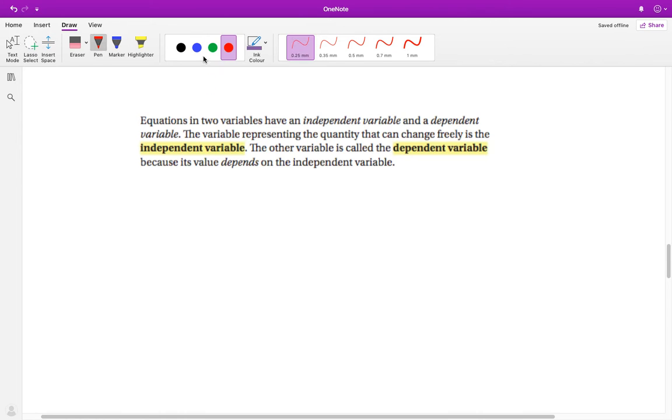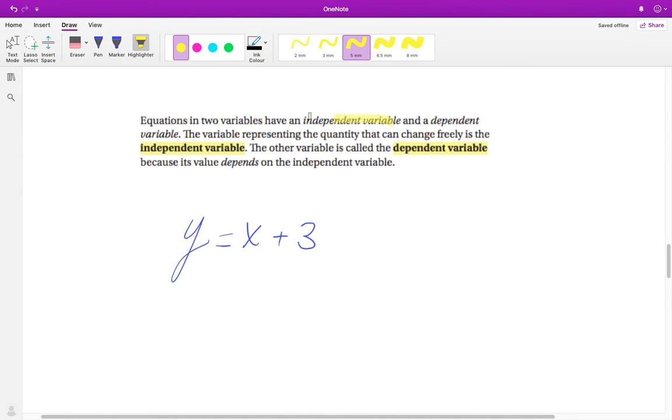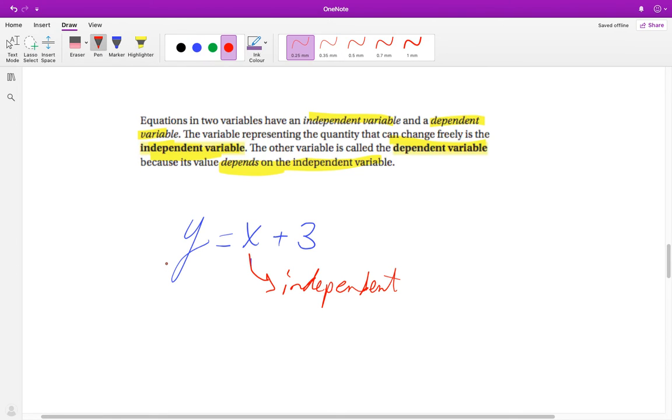Now when we graph, when we have this y is equal to x plus 3, just like in science where we have independent and dependent variables, we have those in mathematics as well. The variable representing the quantity that can change freely is our independent variable. And you're going to learn that our x is our independent variable, the variable that we can change however we want. The dependent variable is the value that depends on the independent variable. So as we change our x, our y is going to change with it. So our y is referred to as our dependent variable.